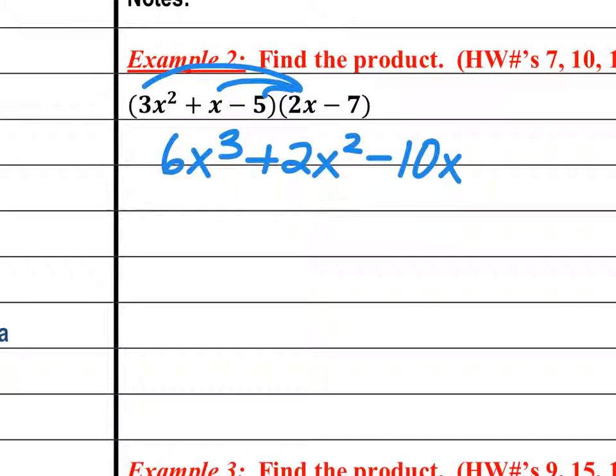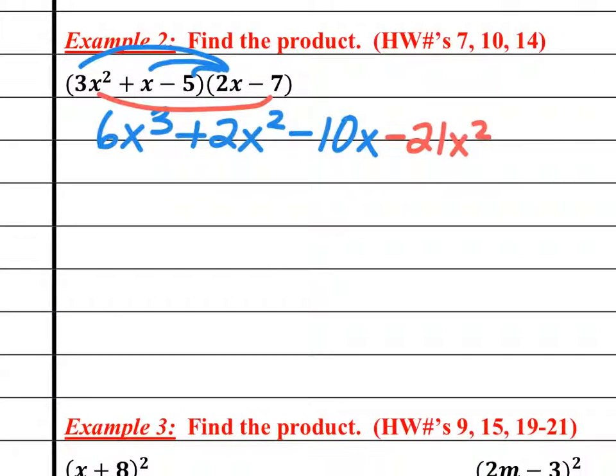Luke, negative 7 times what? 3x squared. Uh-huh. What do you get me? Negative 21x squared. So much writing. Nancy, what's next? Negative 7 times negative 5. You could do that. Sorry. Yeah, you can do both.